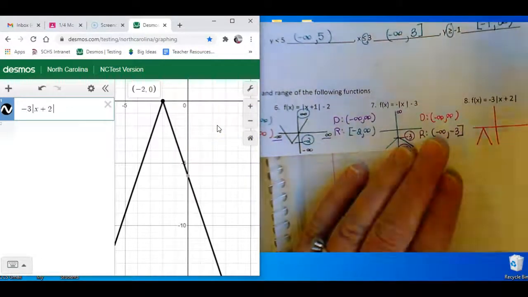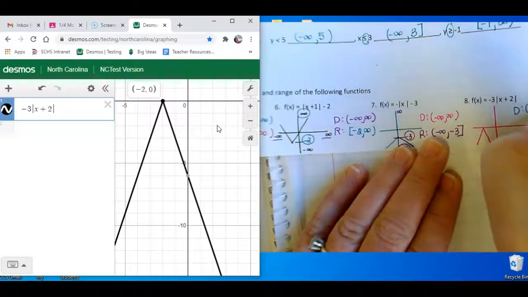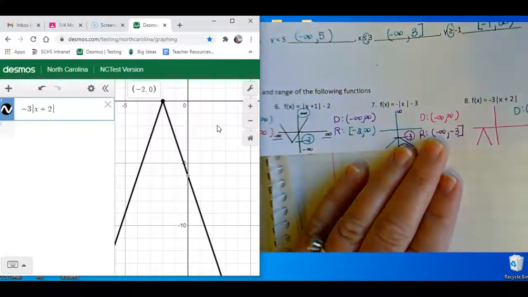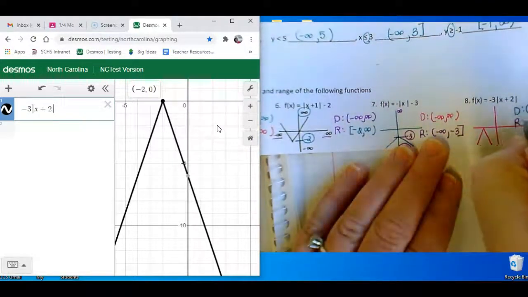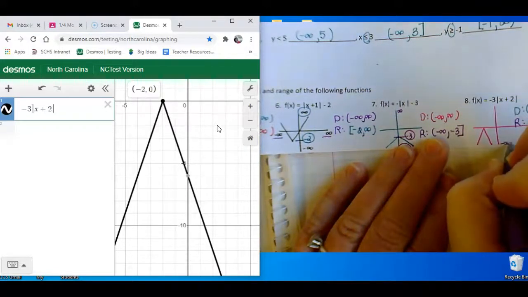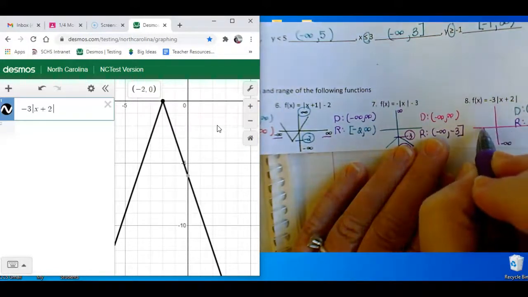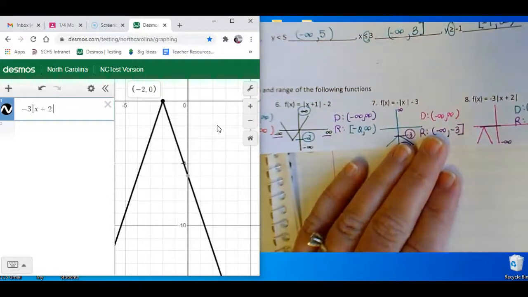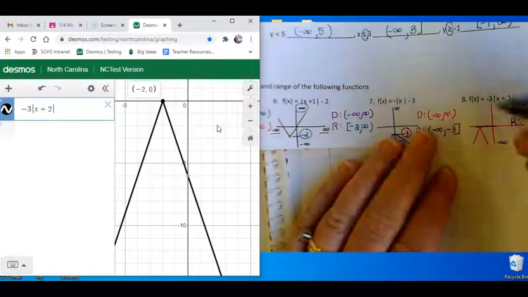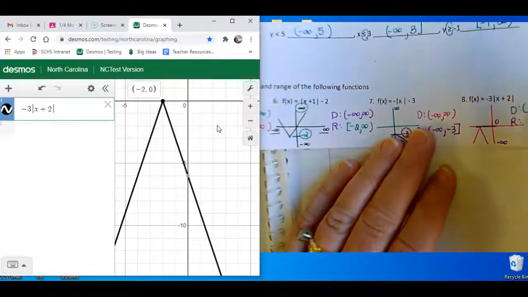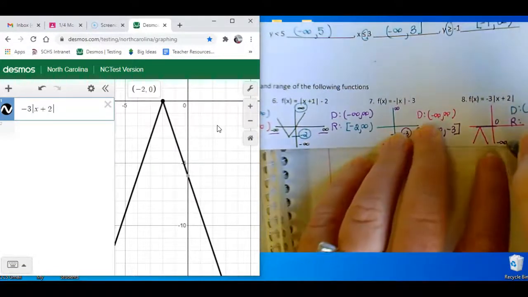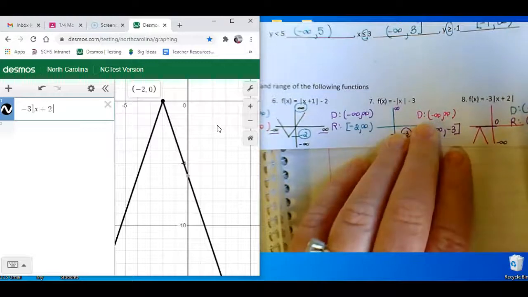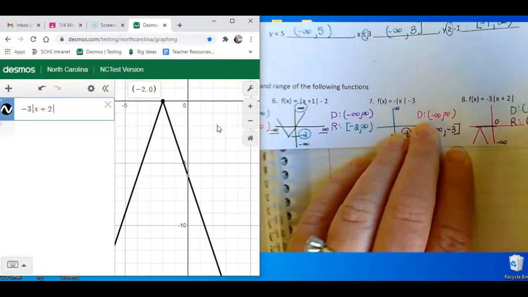Again, I told you domain's pretty simple. The range is the one we've got to figure out. I know it's negative infinity up to wherever this is. That's on the y-axis, so that's 0. So that means the range is going to be negative infinity to 0.